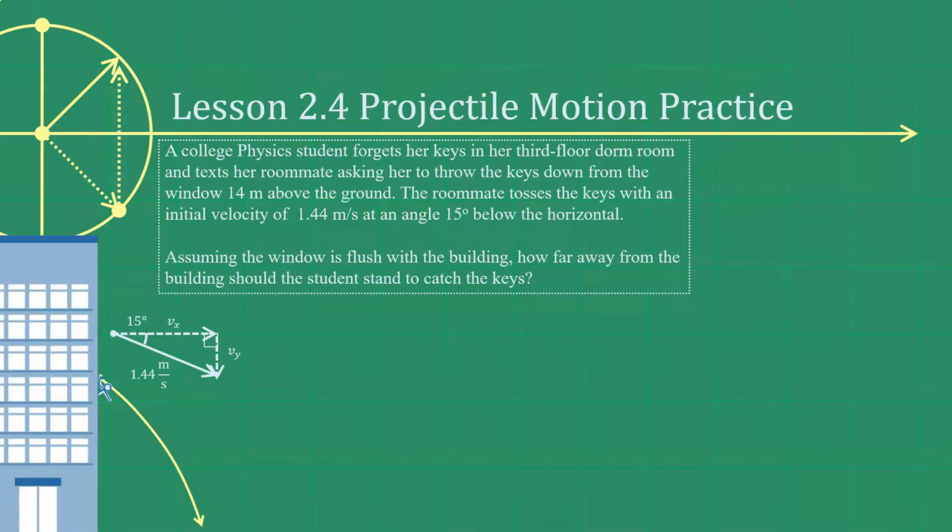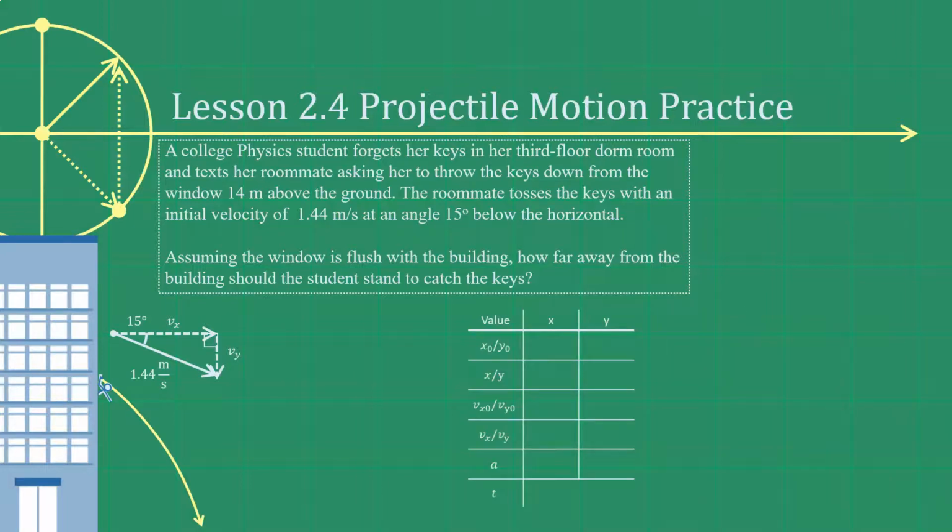The next step is the important one for any type of problem like this. I need to account for everything that I know. So let's see what I know in this problem. Do I know the original x position? Yes, we're going to say that the building is our 0 meter mark. Okay, that's our reference position in the x dimension. In the y dimension, we're starting 14 meters above the ground. So let's make the ground our 0 position, and our window is going to be 14 meters above that.